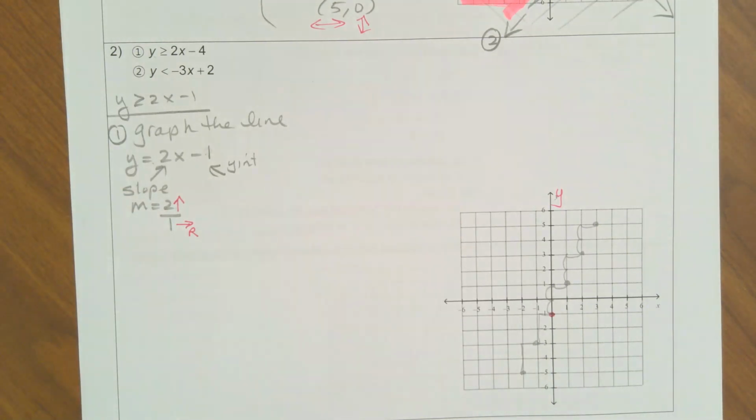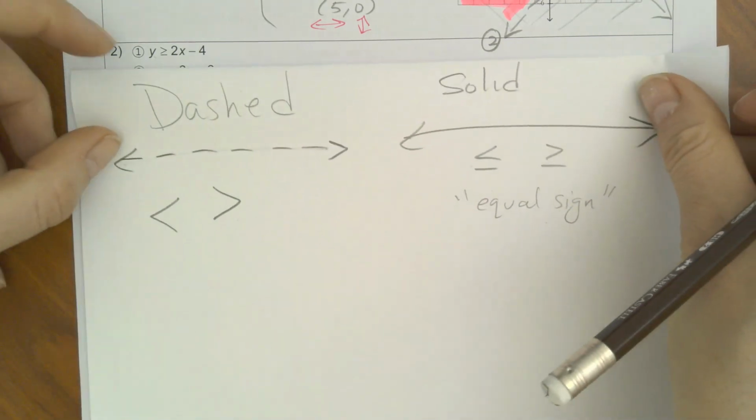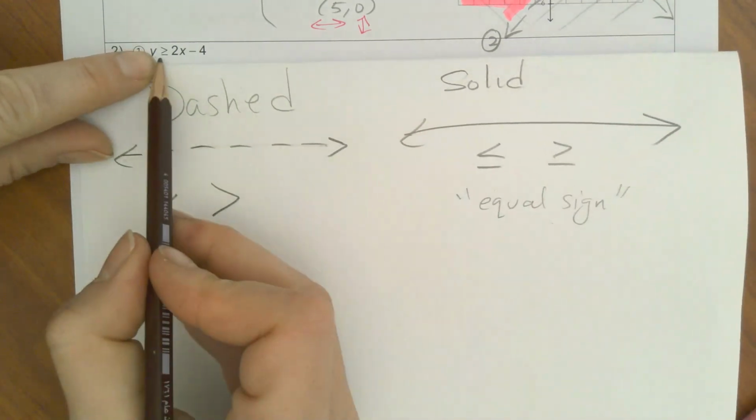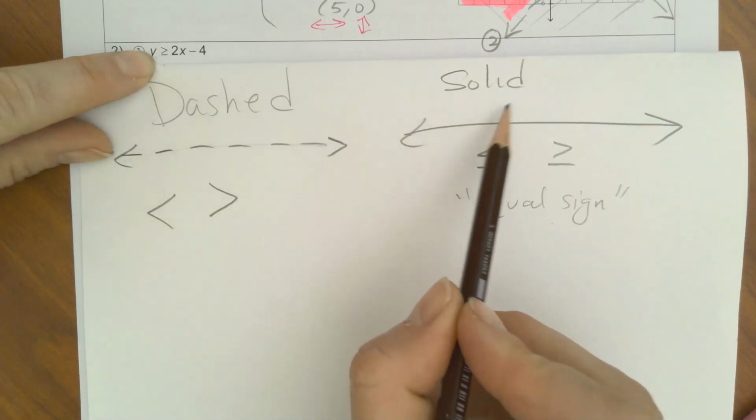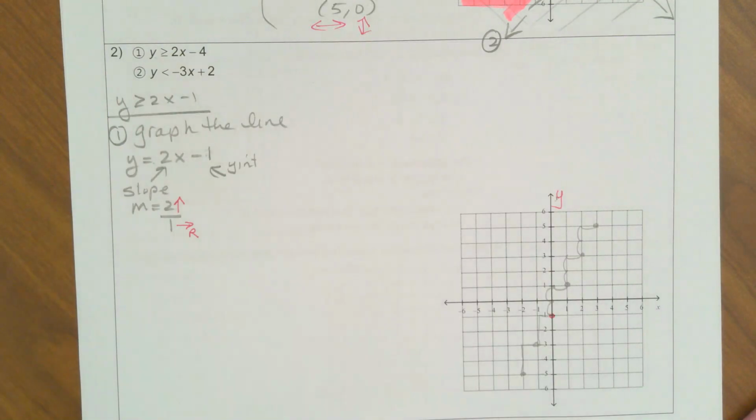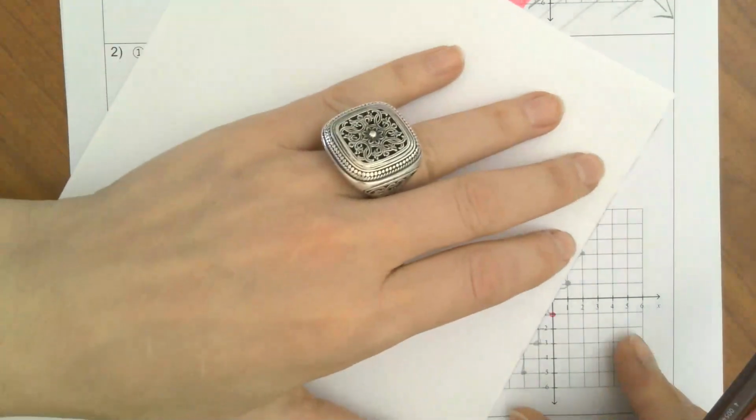Now let's graph the line. Oh, wait a minute. Dashed or solid? See here, there's an equal sign, greater than or equal to. Because there's an equal sign, it has to be solid. So let's make a solid line.